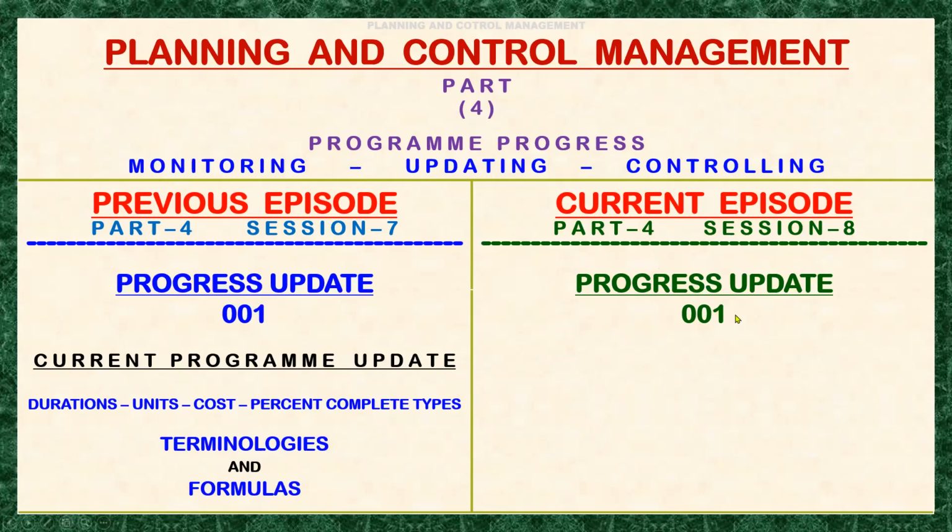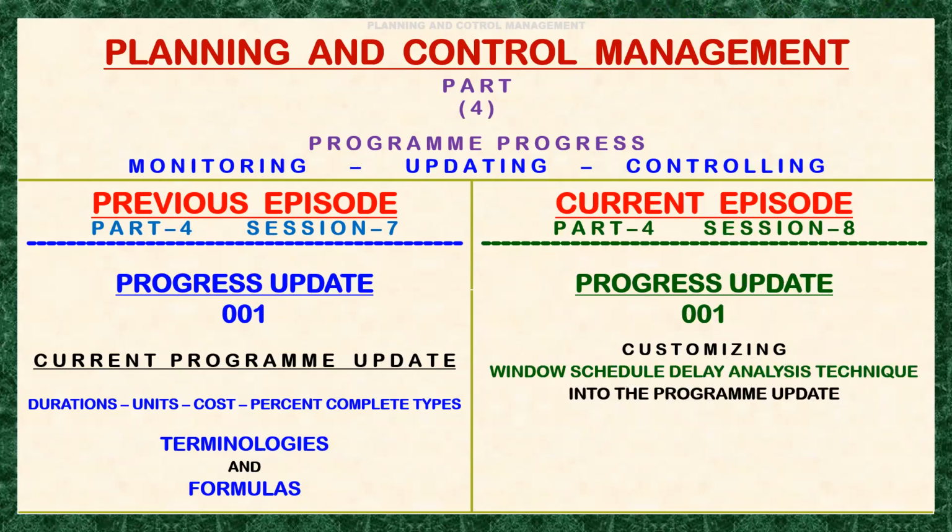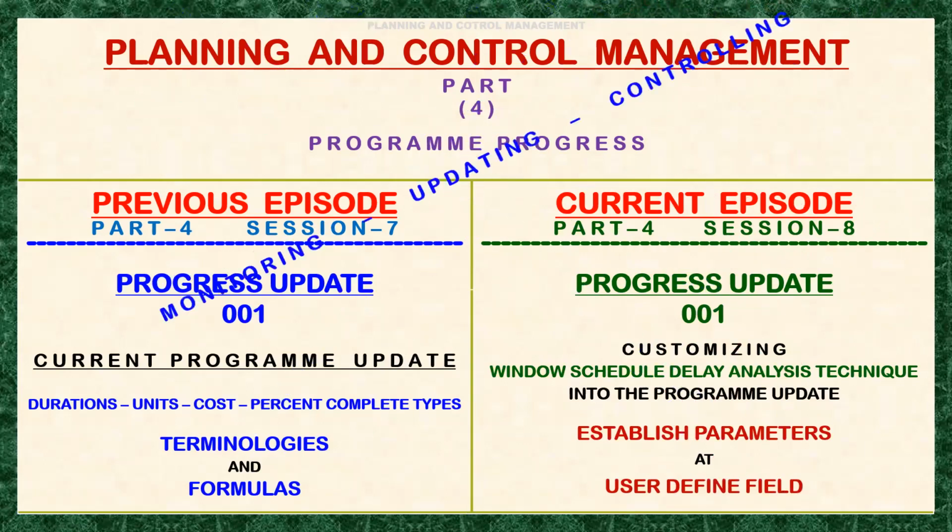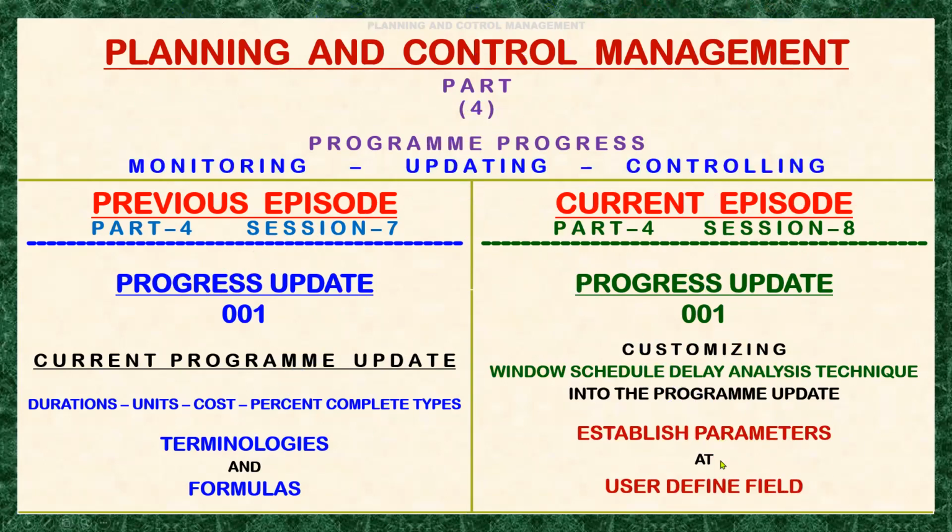Still, we are on the Progress Update 001. This will involve customizing the window schedule analysis technique into the program update, and this pertains to the establishment of parameters at the user's defined field. These parameters are for the window schedule delay analysis technique. Moving forward, the first thing we need to do here is to add a WBS level for window schedule delay analysis into the existing WBS of our program or project.